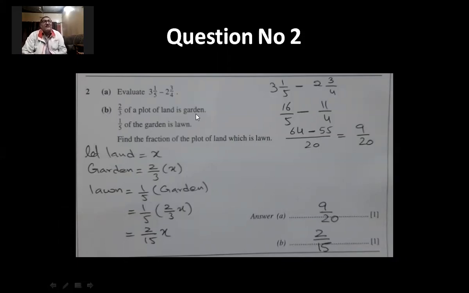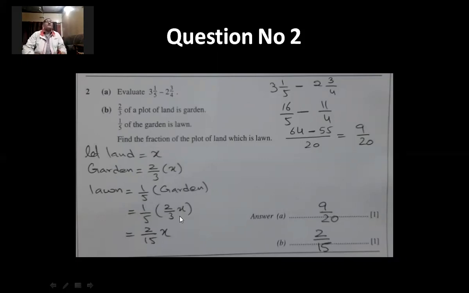So let me say that the land is x. So the garden is 2 by 3 of the x. The lawn is 1 by 5 of the garden. Because the garden is 2 by 3 x, the lawn will be 1 by 5 of the garden. So 1 by 5 of the 2 by 3 of x. So now you will have 2 by 15 of x. So it means that x is the whole land. So the lawn is 2 by 15 of the whole land.